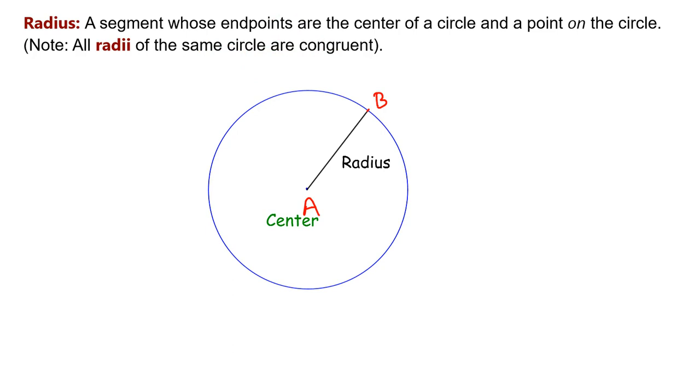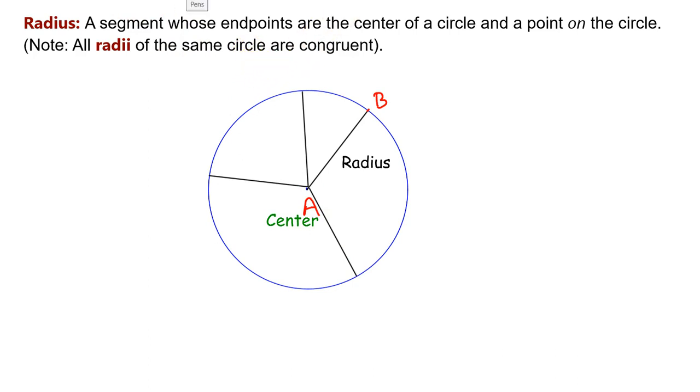That is, when you have more than one radius, the plural form of radius is radii. Now from A you go all the way up to B, that's one radius. Now let us take one more point. This is another radius, this is the third one, the fourth. All these measures are the same. That's why they say that they are congruent.